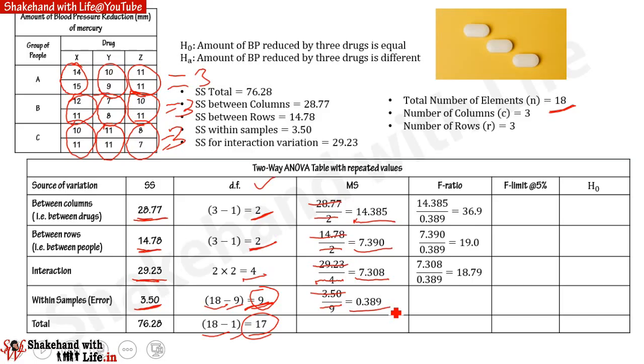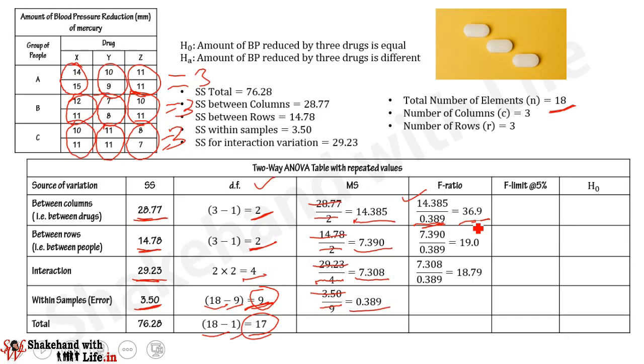Now we calculate the F ratio. For the F ratio between the columns, or between the drugs, the category of drugs, it is the mean square for variation, which is 14.385, divided by the mean square for variation within the samples, or error, which is 0.389, in the denominator. So we get 36.9.